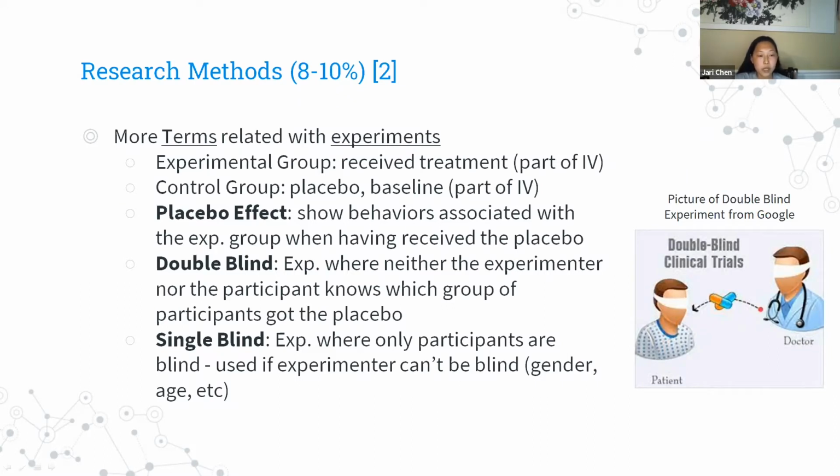So the medicine, let's call it pill A, and then there's a placebo called pill B. During the placebo effect, a placebo is like a false or a fake drug that's not actually the real thing. So maybe just like a sugar pill or something without any actual medicine in it. So the placebo effect just shows behaviors associated with the experimental group when they receive the placebo. So when they receive the fake drug.